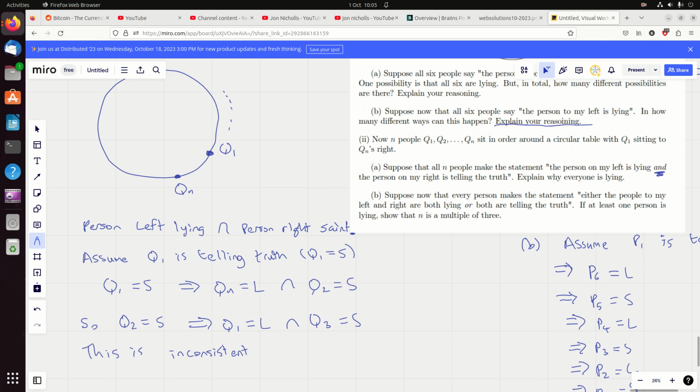Yeah, this is inconsistent. It's an example of what they call in Latin reductio ad absurdum, reducing the argument to absurdity. That's all proof by contradiction is. You assume the opposite and you derive a contradiction. We've derived a contradiction here.